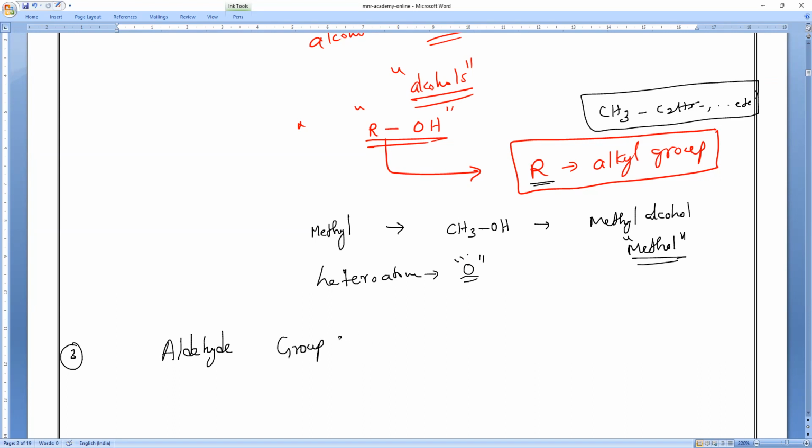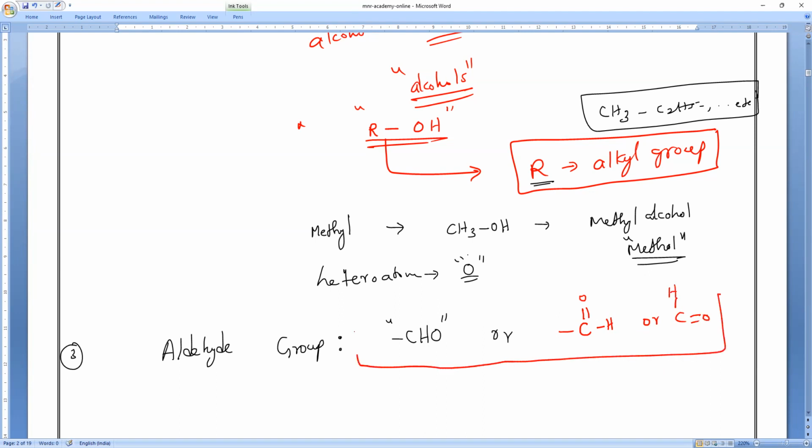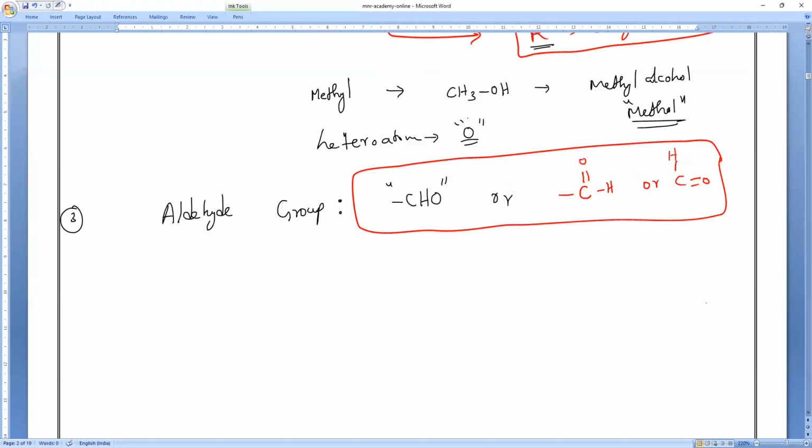Aldehyde group. The representation of the aldehyde group is CHO: a single bond to C, a double bond to O, and a single bond to H. Or C, single bond H, double bond O. All of these are called the aldehyde group. Please remember that. I will give you the suffixes and all. You just remember, this is the aldehyde group.